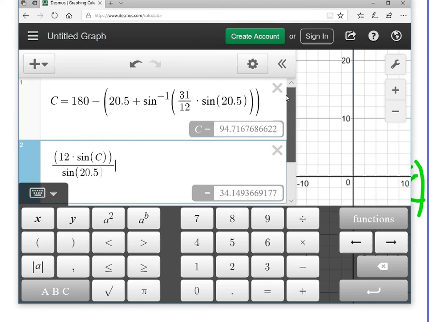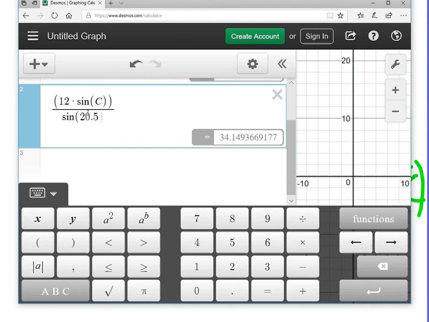So this is exactly what we're going to plug into the calculator. Again, we stored big C up here. We know it's 94.717 rounded, but we want to store it so that our answer for little c is accurate, and this is what we get. 12 times sine of big C over sine of 20.5, 34.149, rounded to 3 decimal places.